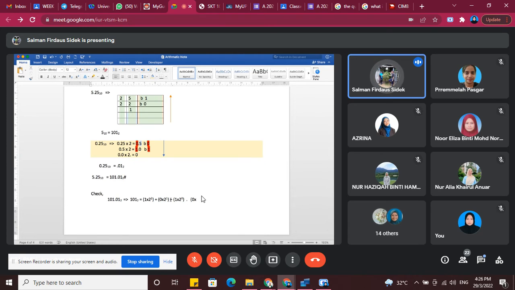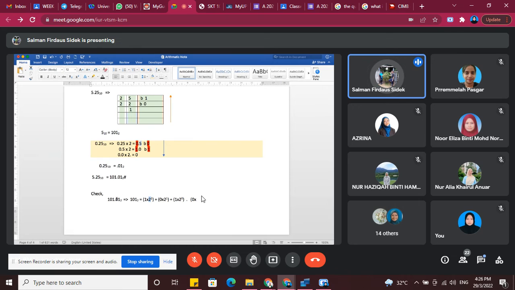Kalau ikut jadual, yang ni 2 kali 0 is 1. Ini 2 kali 1 is 2. Lepas tu 4, 8, 16, 32, 64. That is the sequence lah: 0, 1, 2, 4, 8, 16, 32, 64 kan.